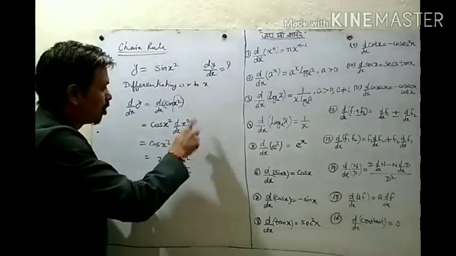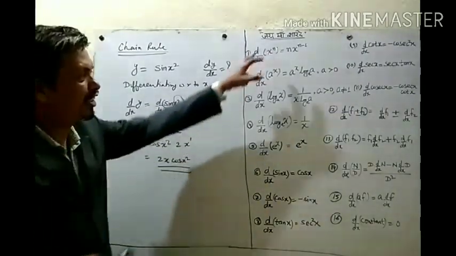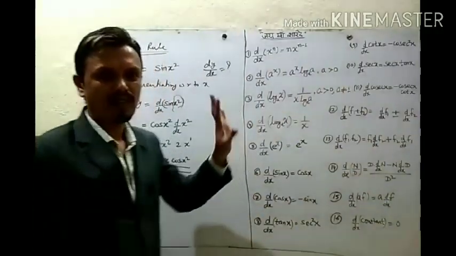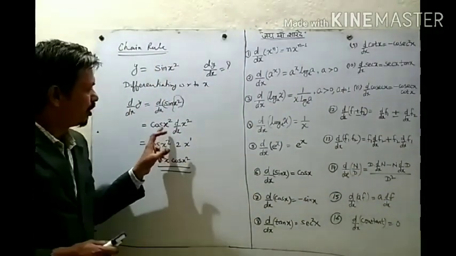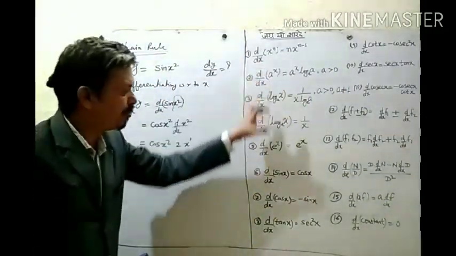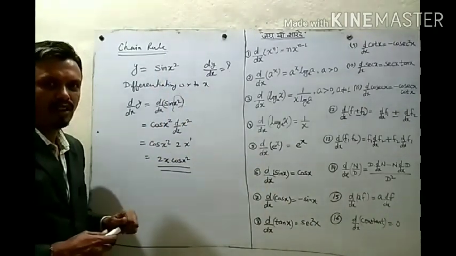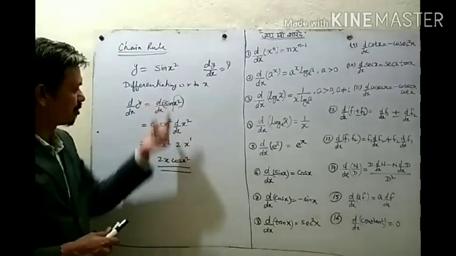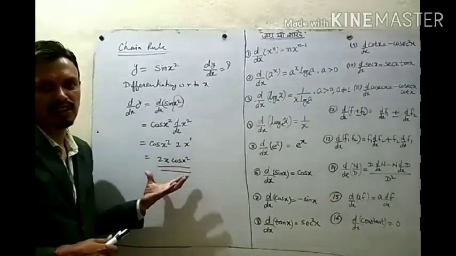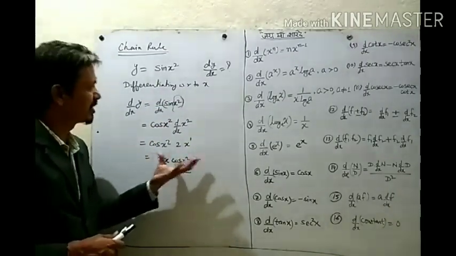So this process will go on till we get our standard form. Until we get our formula, this process will go on. This is called the chain rule. This is the derivative of sin x square: 2x into cos x square. Okay, see one more example.